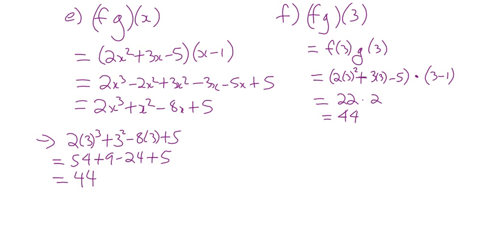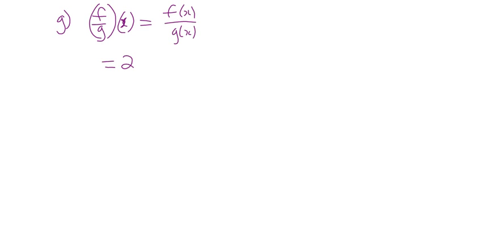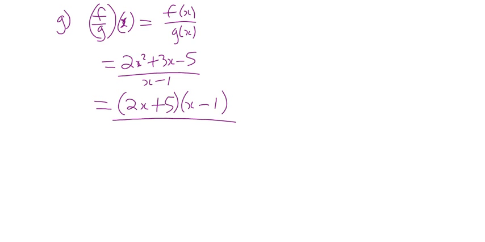Okay, so what's left? f over g of x. So that's equal to f of x over g of x, so 2x squared plus 3x minus 5 over x minus 1. You say, gee, if things were to work out, then maybe x minus 1 is a factor of this, in which case the other factor would be 2x plus 5. That gives me 2x squared minus 2x plus 5x, which is plus 3x. Oh, look at that. It works out nicely.